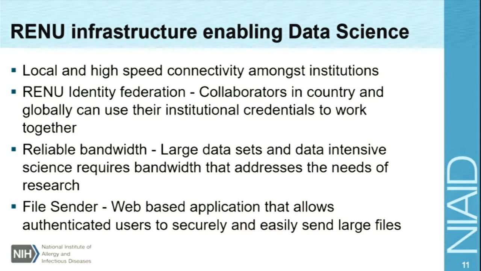Local and high-speed connectivity amongst institutions. For the case of Uganda, the connectivity amongst institutions is unlimited, and we connect at 1 G, and within the central region they're upgrading this to 10 GB. Because of the local and high-speed connectivity, it becomes easy for institutions to collaborate with local content. RENU joined RIF, I think it is 2 years now. What that means is collaborators in country and globally can use their institutional credentials to work together, which is a very good use case for the NREN.